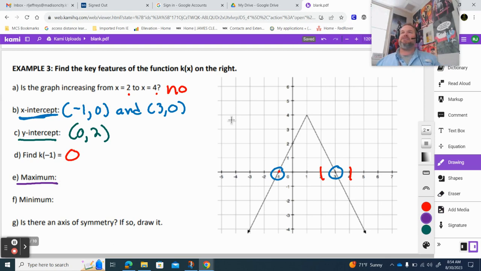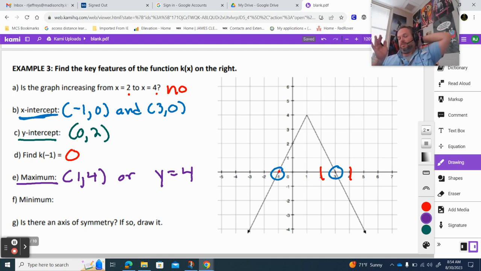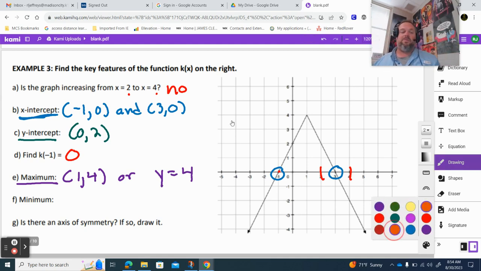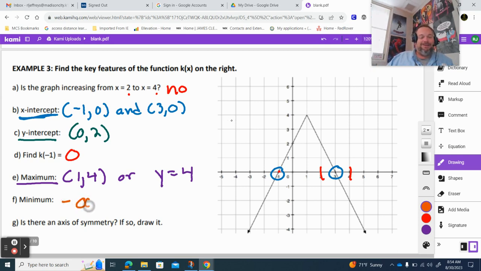What is the highest point on this graph? 1, 4. Okay. Now, somebody just said 4. If you did that, you would actually have to say this: Y equals 4. Because remember, our maximum or minimum is by the Y value. And what would be our minimum? Negative forever, negative infinity.